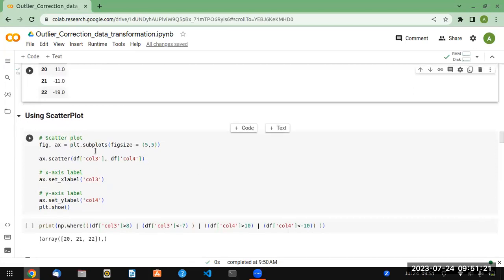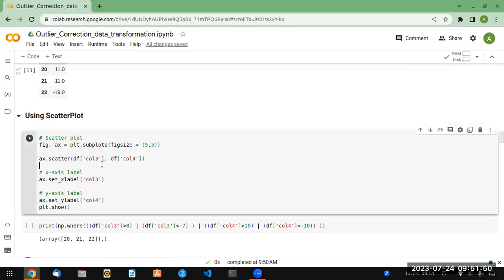Now let's use a scatter plot to do this. What is a scatter plot? Univariate, bivariate, or trivariate? Scatter plot is univariate or bivariate? This one is bivariate. Why is it bivariate? Because we need two variables, two components.